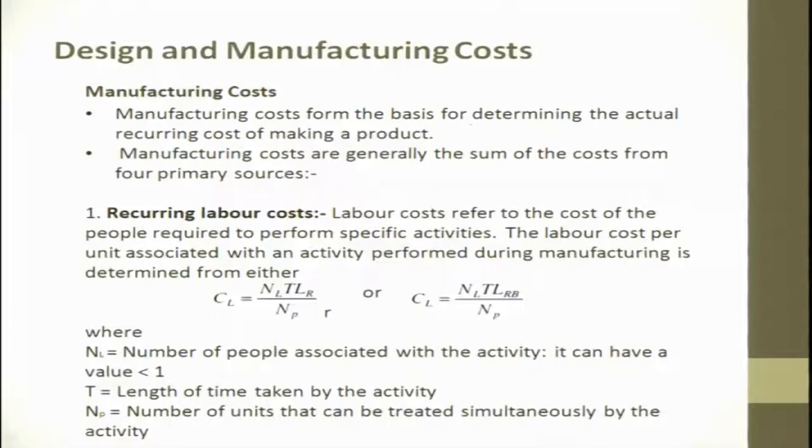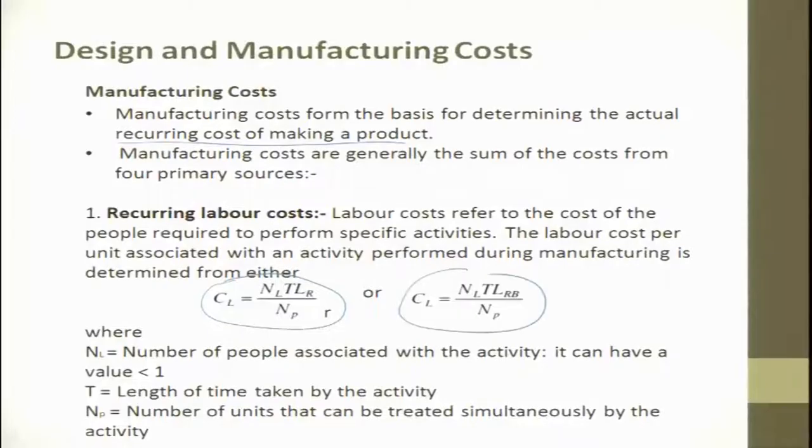Manufacturing cost forms the basis for determining the actual recurring cost of making a product. Manufacturing cost is generally the sum of costs from four primary sources. The first one is recurring labor cost. The labor cost refers to the cost of people required to perform specific activities. The labor cost per unit associated with an activity performed during manufacturing can be determined by this formula.